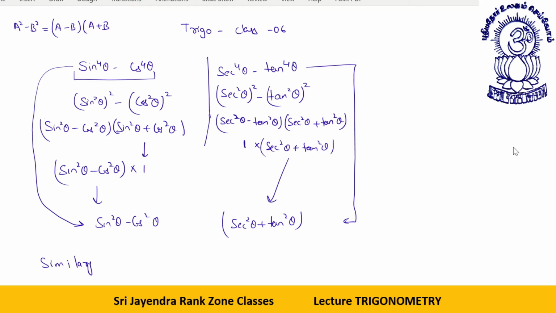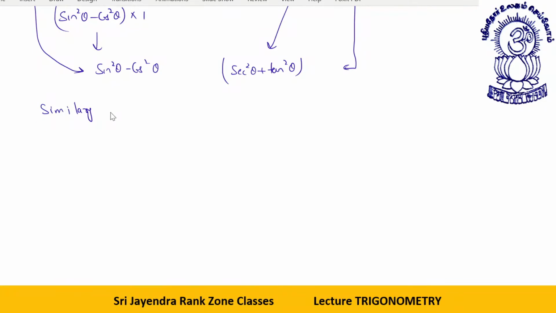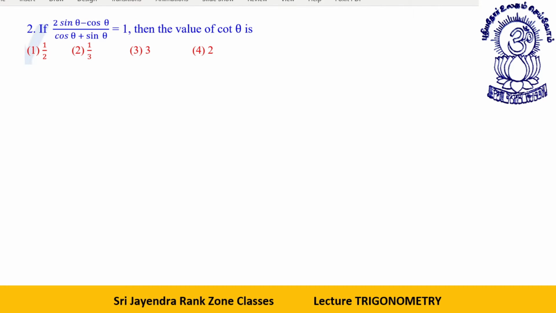Similarly, if you have cosec 4 theta minus cot 4 theta, it will be written as cosec square theta plus cot square theta. Okay, dear students. So far clear? Fine, it must be clear to all of you. Let me take some questions based on this.